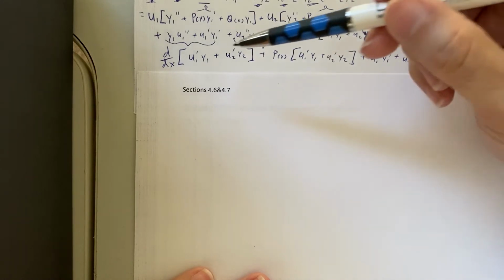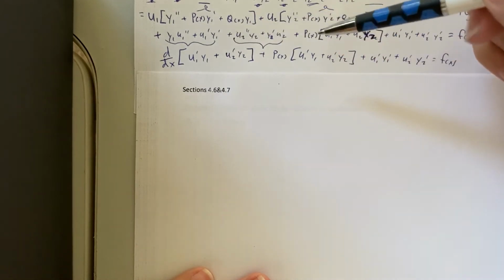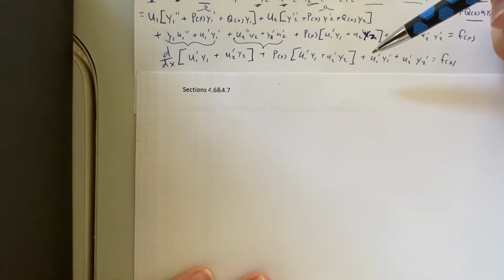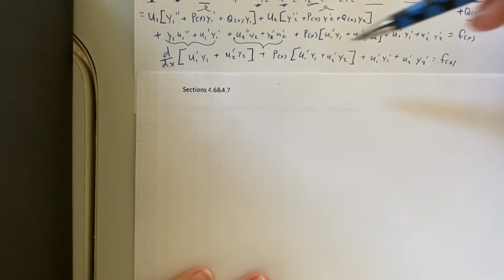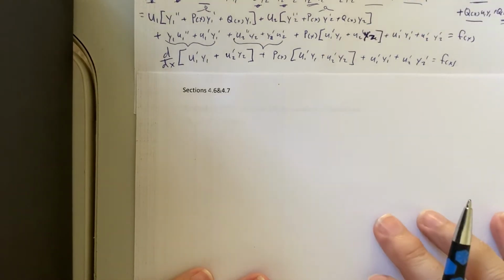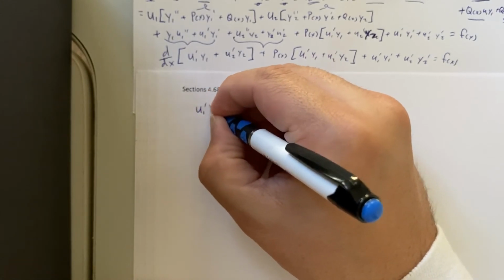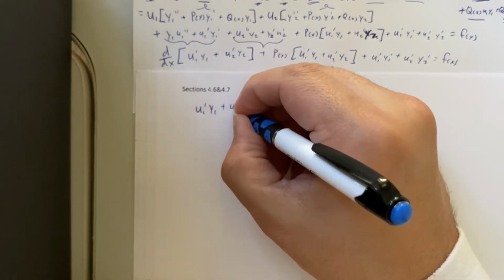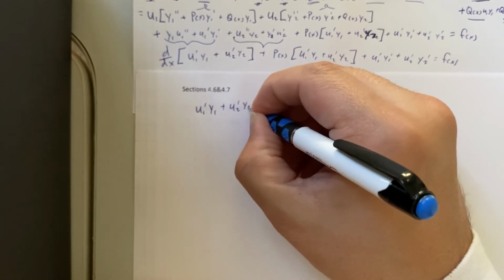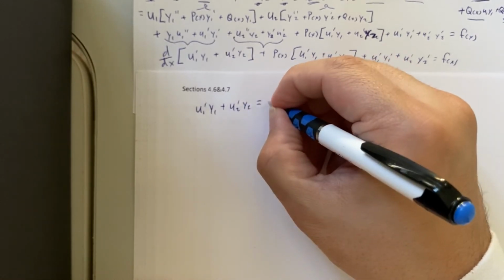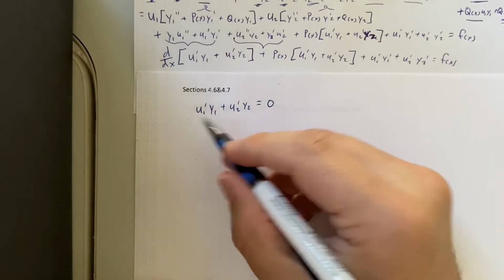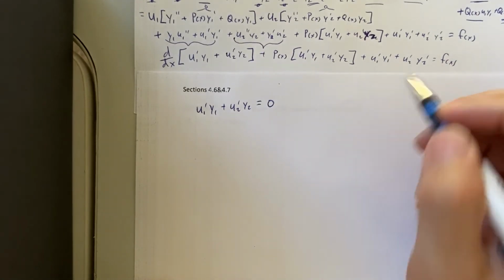Since I have that in both of these parts, if that was equal to 0, then what I could do is set this part equal to f of x. And that's what we're going to do to make a system of equations. So we're going to have u sub 1 prime times y sub 1 plus u sub 2 prime times y sub 2, and we're going to set that equal to 0, because if that equals 0, then this would equal our function.